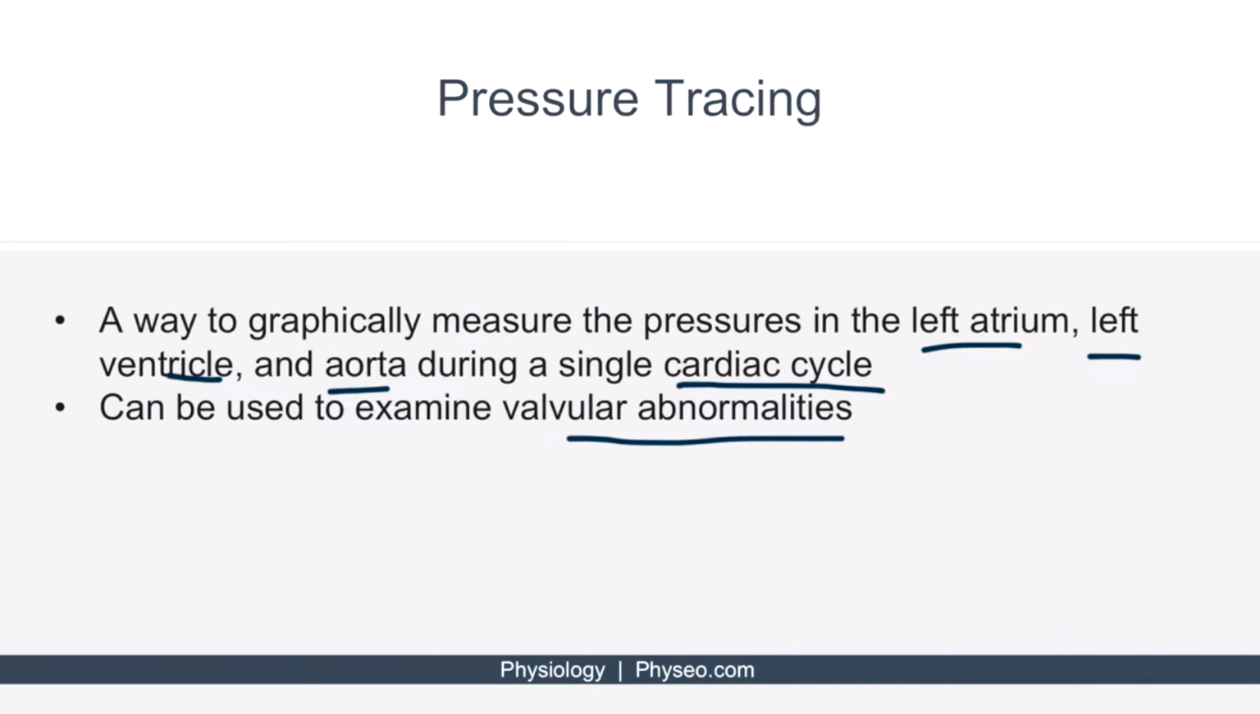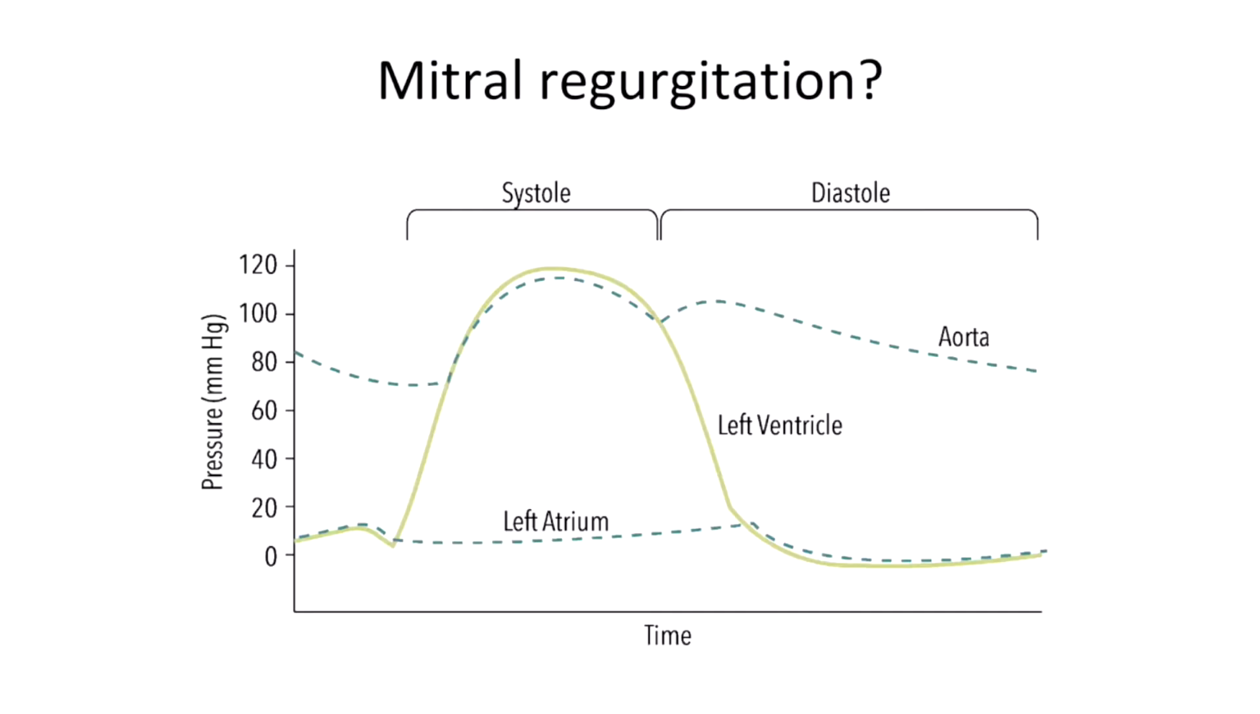Now that we've covered a normal pressure tracing, let's go through a few examples. Okay, the first question is, how would the pressure tracing figure change in a patient with mitral regurgitation? Before I answer this question, let's add a picture of the heart and briefly review mitral regurgitation.